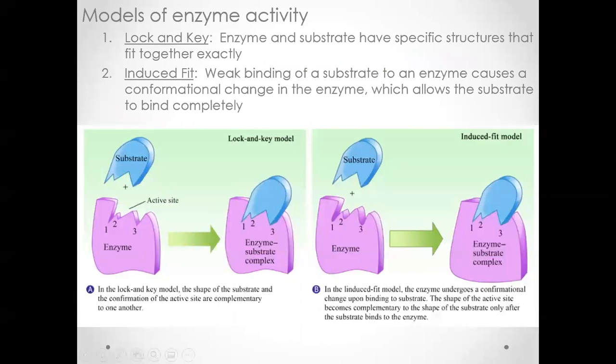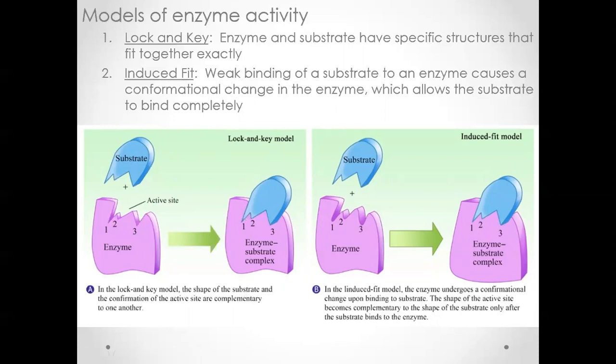Substrate binding follows two models in the cell. The first is the lock and key model, where the substrate fits the enzyme's active site perfectly, as shown here. Notice how the shape of the substrate and the shape of the enzyme's active site are a perfect fit.